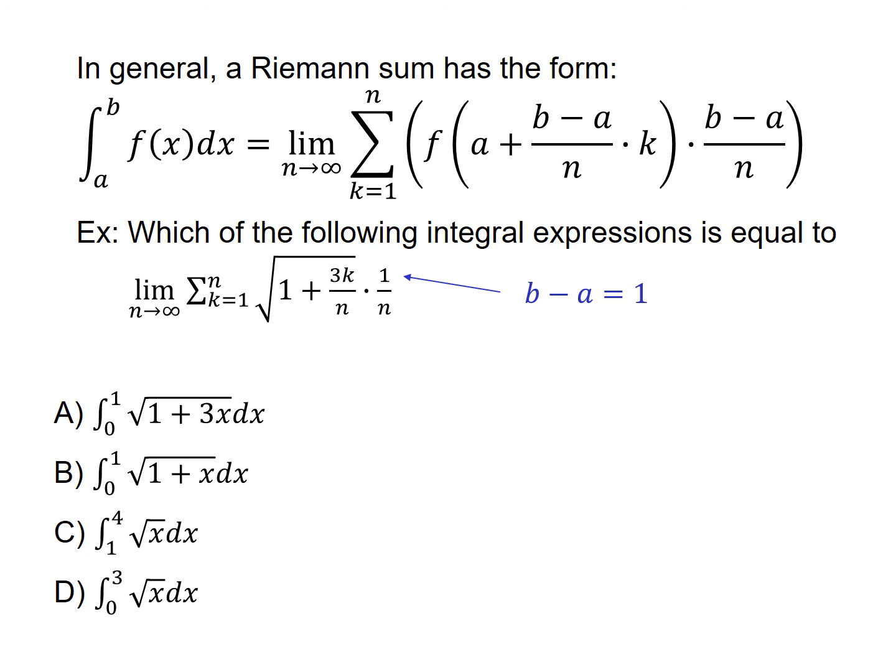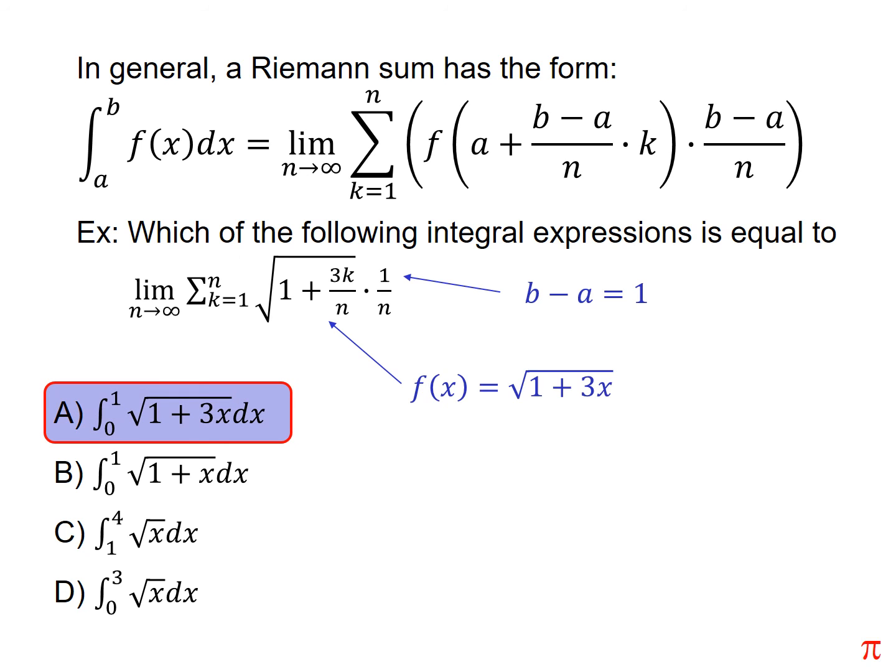The rest of this, we have that k, and we have b minus a over n. Well, b minus a was 1, but inside this square root we have a 3, so we have 3 over n rather than 1 over n, which tells me that 3 must be part of the function as well. So it turns out my function is 1 plus 3x, which gives me answer A. So it really just comes down to sort of process of elimination, figure out the width of your interval, figure out your function, and then identify the one that matches the stuff that you know.